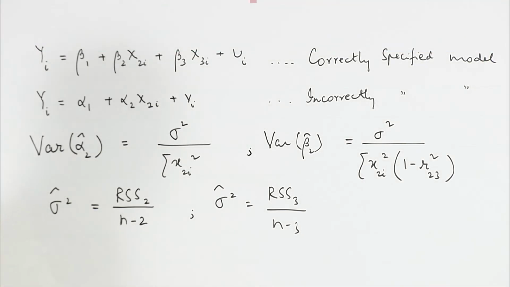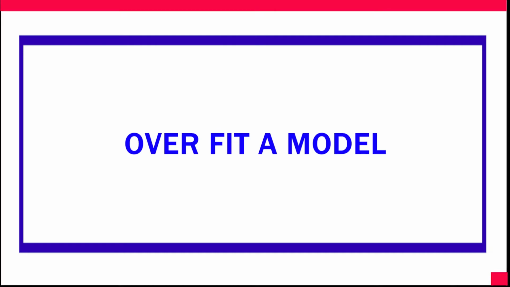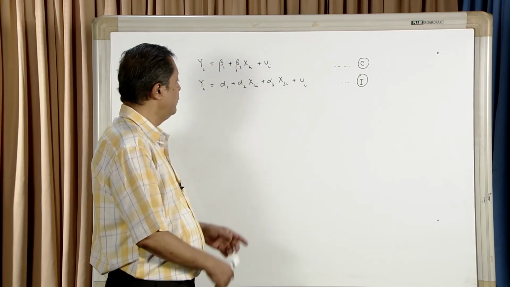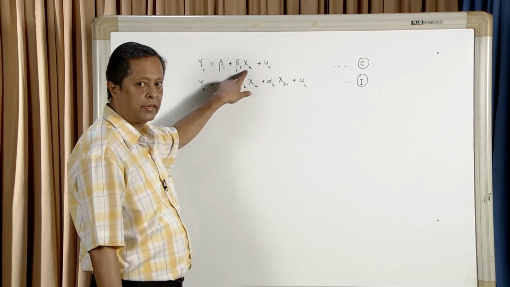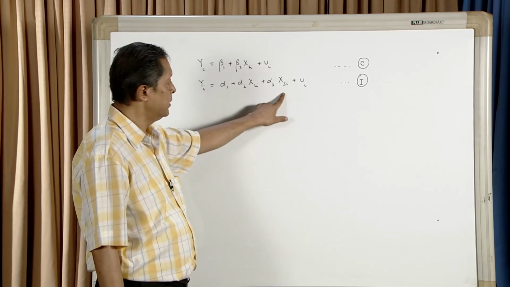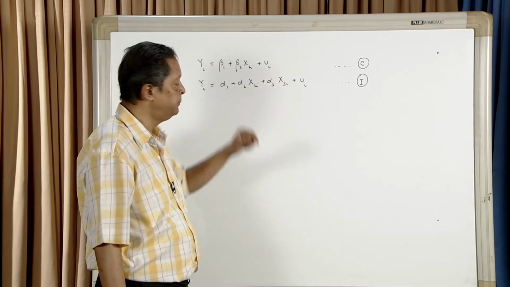Next, what we will see is how the estimation procedure gets affected if we overfit a model. That means, if we include variables that are not relevant. Now, let us take a look at what happens if we overfit a model. So, the correctly specified model has only one regressor, and the model which will be fitted has 2 regressors. This is an irrelevant variable which is incorrectly incorporated into the model.